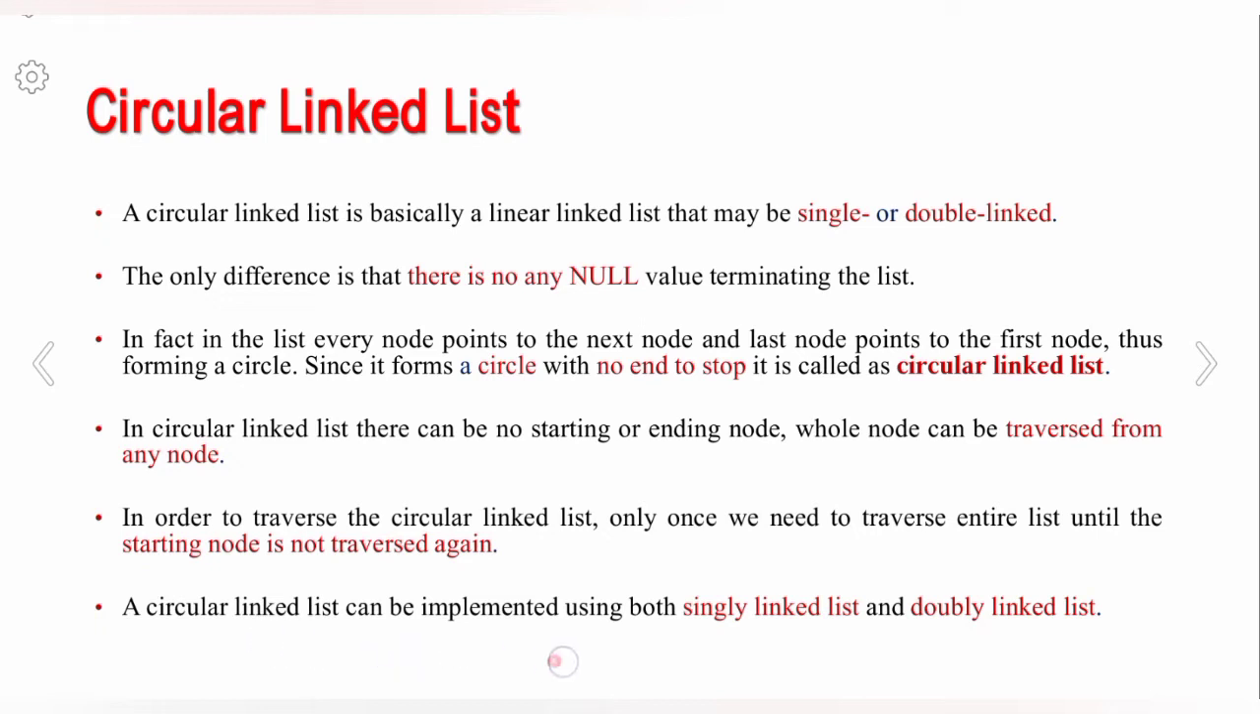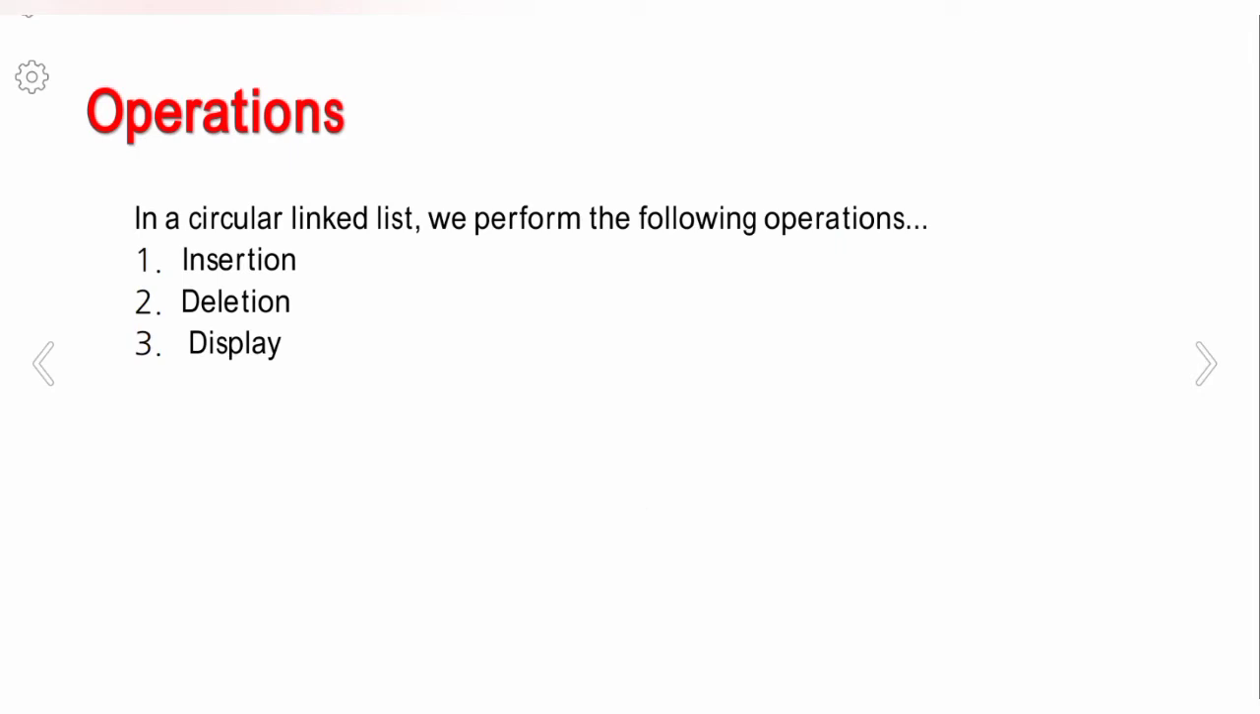A circular linked list can be implemented using both singly linked list and doubly linked list. Here we are going to use a single linked list. In the circular linked list we perform the following operations: insertion, deletion, and displaying the values inserted into the circular linked list. Now let us see the insertion operation.